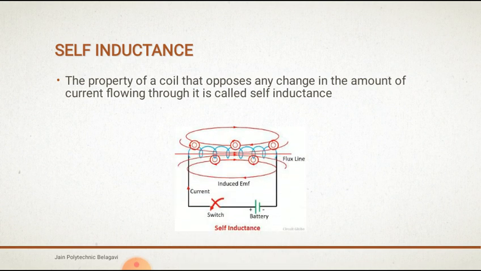Self-inductance. The property of a coil that opposes any change in the amount of current flowing through it is called self-inductance. The inductance of the coil is due to the self-induced EMF in a coil by changing the current flowing through it. When the current in the coil is increasing in one direction, the self-induced EMF is set up in the opposite direction to oppose the rise of the current. This is the diagram of self-inductance, which consists of flux lines, flow of current, battery, and EMF induced.